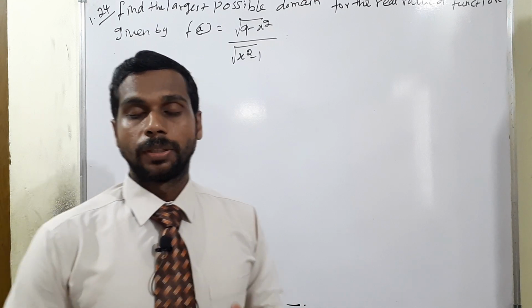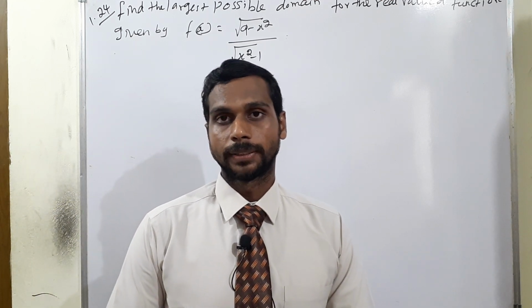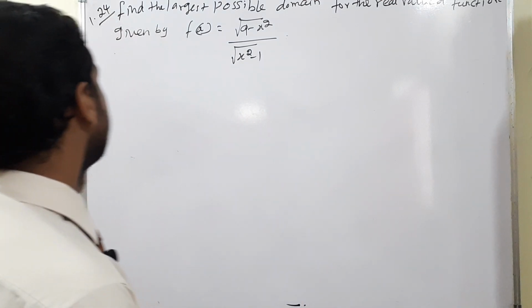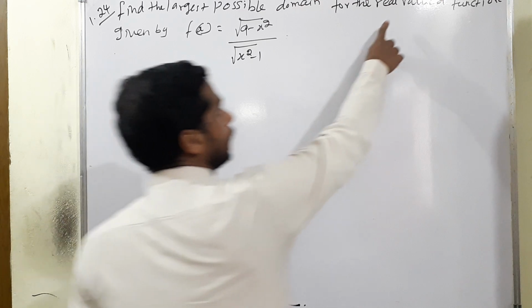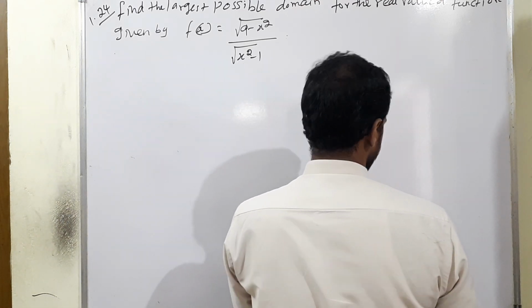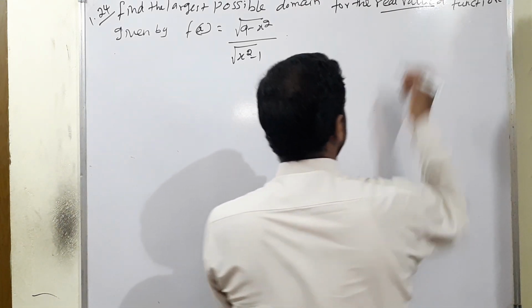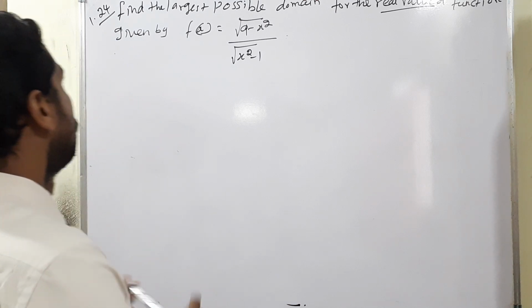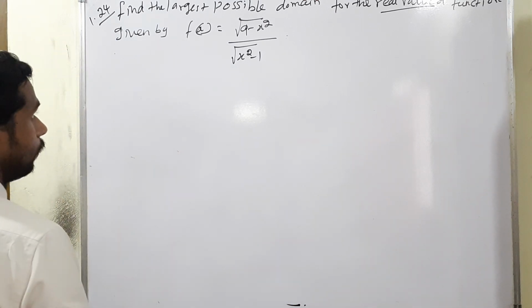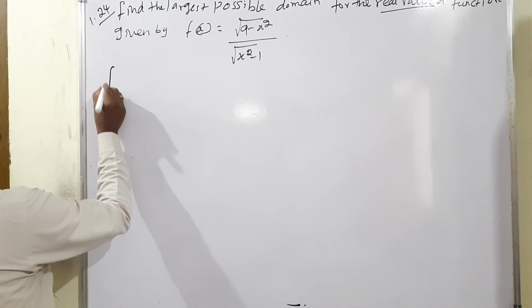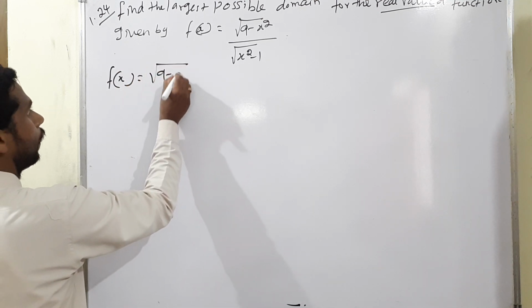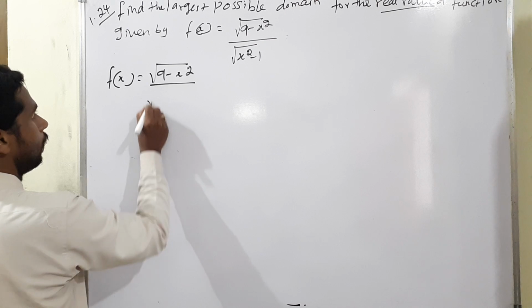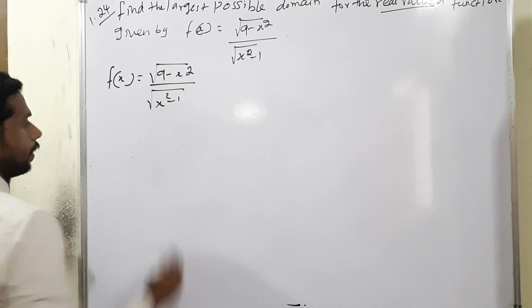In this conversation, we are moving to the continuation of examples. I'm moving to example 1.24. Find the largest possible domain for the real valued function given by f of x is equal to square root of 9 minus x square divided by square root of x square minus 1.